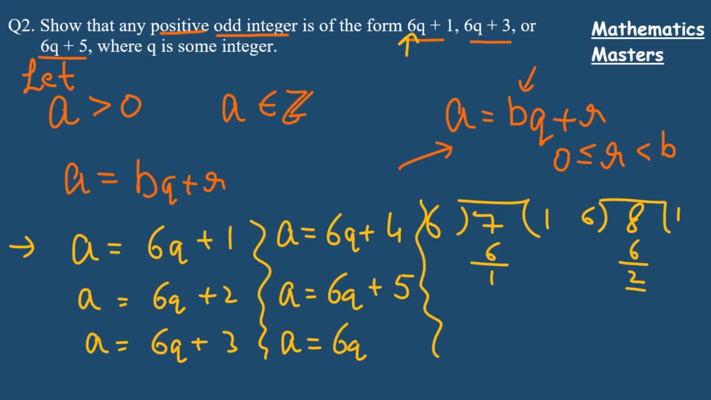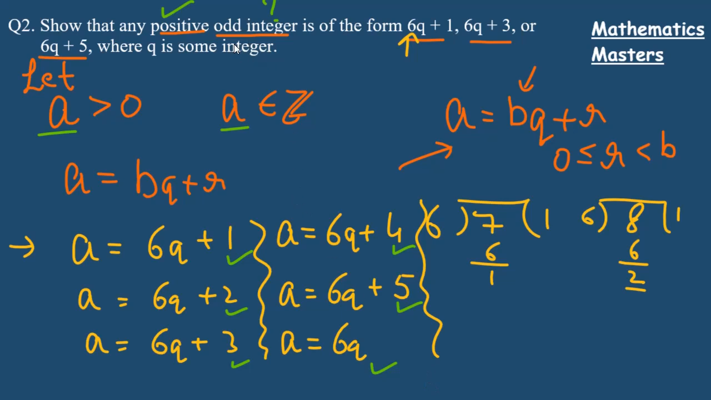The question says, show any positive odd integer. So we took the positive integers, so tick for it. But we haven't considered till now the odd integer. Now we are going to look into it. Any positive integer a can be written as 6q plus 1, 6q plus 2, 6q plus 3, 6q plus 4, 6q plus 5, or 6q.